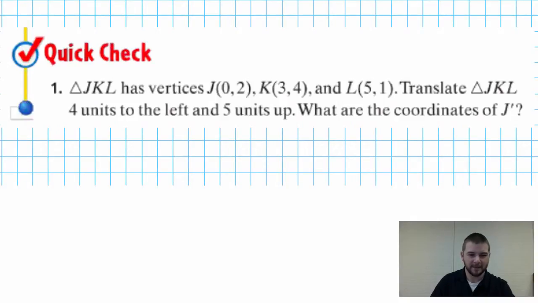Triangle JKL. Note it's not shown here. You may want to draw a sketch. It has vertices J at the point 0,2, K at the point 3,4, and L at the point 5,1. Translate triangle JKL 4 units to the left and 5 units up. I'll take a break while you sketch that. Pre-image, post-image, translation. If that's not long enough, pause the video. Okay, let's move on. What are the coordinates of J prime?